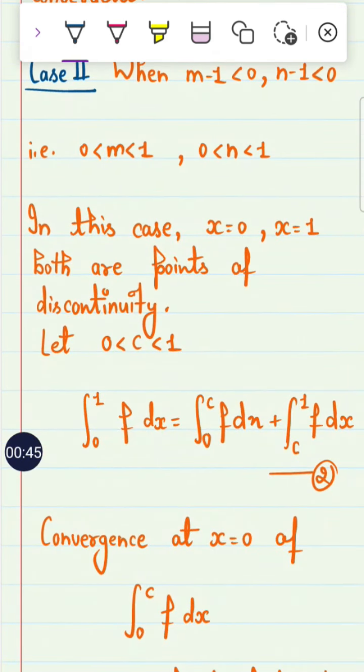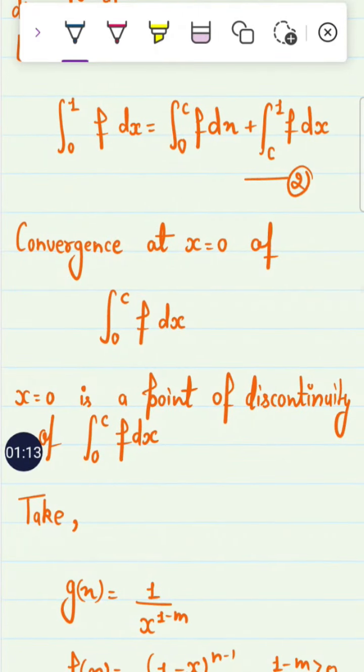Now case 2 is that m minus 1 is less than 0 and n minus 1 is less than 0. That is the most important fact, because m and n are in between 0 and 1. In this case, x equals 0 and x equals 1 are the points of discontinuity. When we have points of discontinuity, then we split the integral into 0 to c and c to 1. We will take c in between 0 and 1.